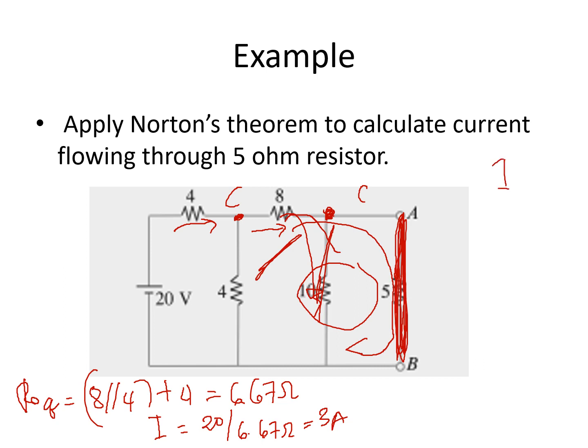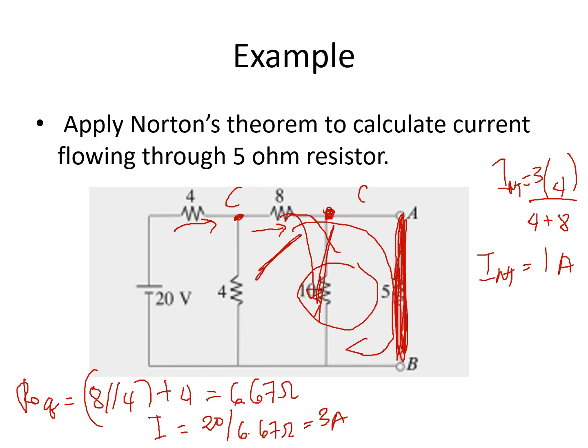So our I_N is equal to the total current, which is 3 amperes, times, since they are inversely proportional, we need the current flowing across 8. So our numerator is 4, and this is 4 plus 8. So our I_N is equivalent to 1 ampere.